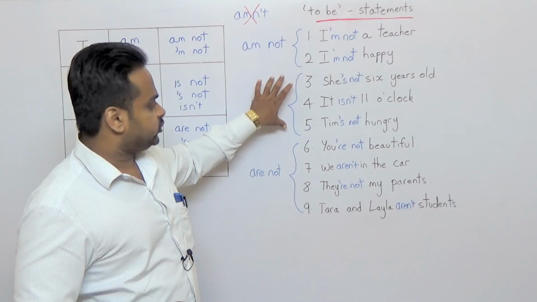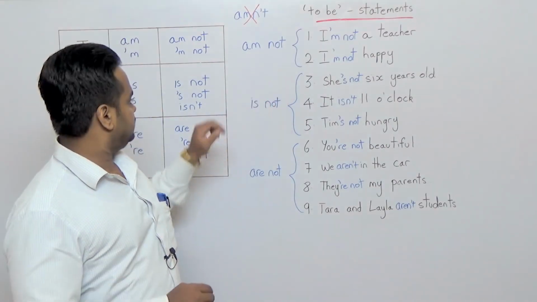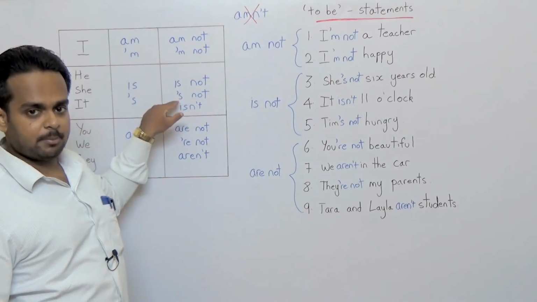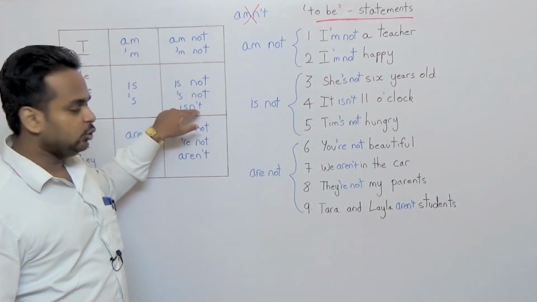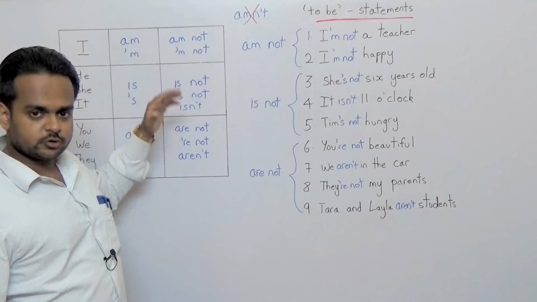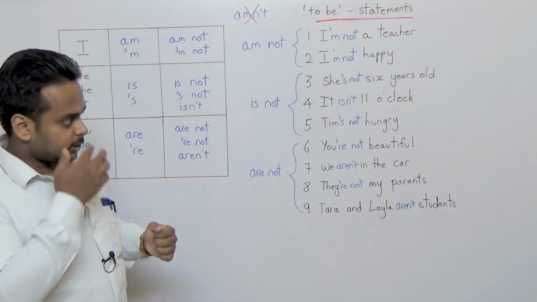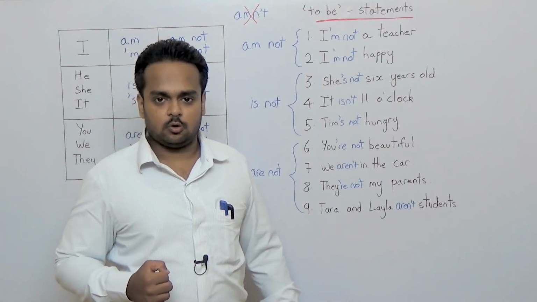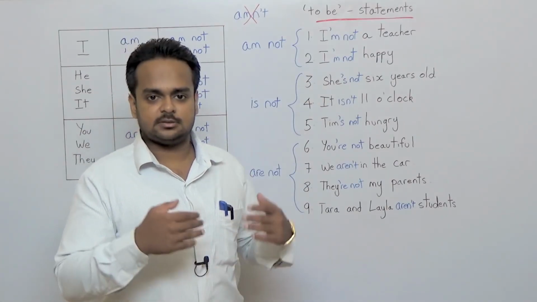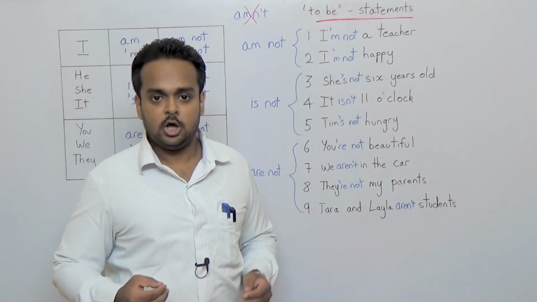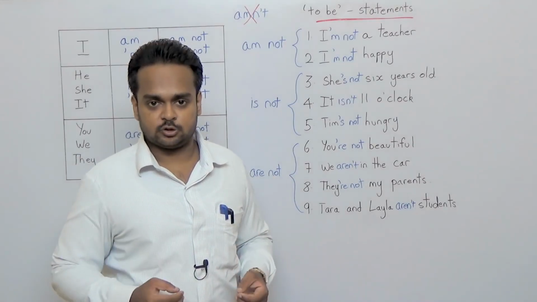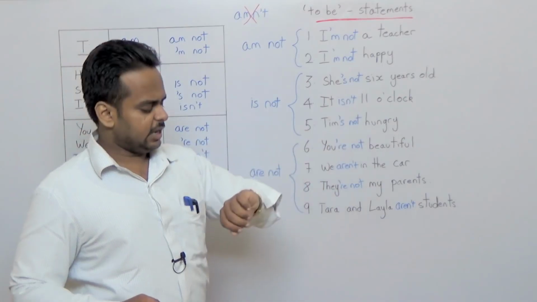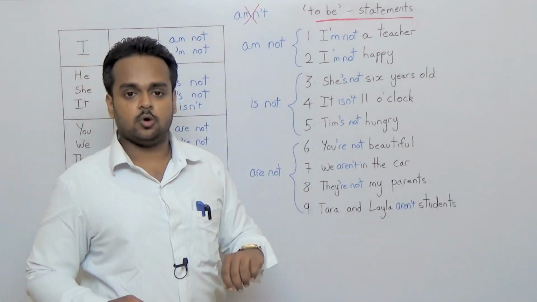In these examples, you can use either the first type of short form, that is apostrophe S and not, or you can use isn't. They have the same meaning, so you can use whichever one you want. So in this example, she's not 6 years old. She's not 6 years old, she's 8 years old, for example. You can also say she isn't 6 years old. Or it isn't 11 o'clock. It isn't 11 o'clock, it's 2 o'clock.